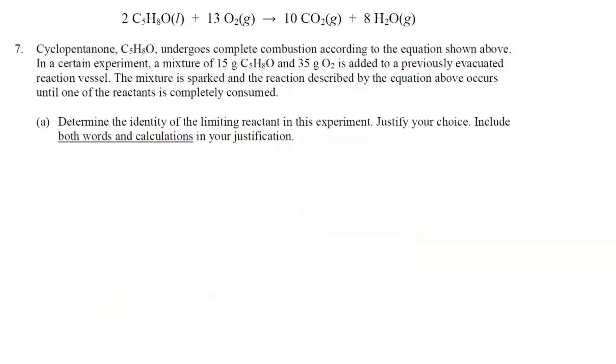Question 7 is a limiting reactant problem. We are given a balanced chemical equation between C5H8O, which is called cyclopentanone, and oxygen, O2. In a certain experiment, a mixture of 15 grams of cyclopentanone and 35 grams of oxygen is added to a previously evacuated reaction vessel. The mixture is sparked and the reaction described by the equation above occurs until one of the reactants is completely consumed.